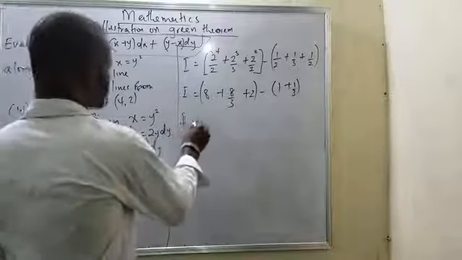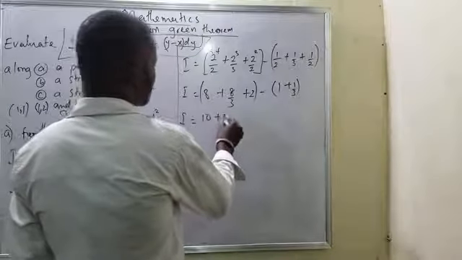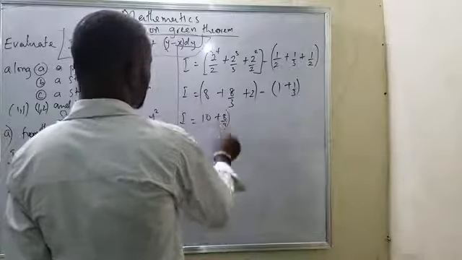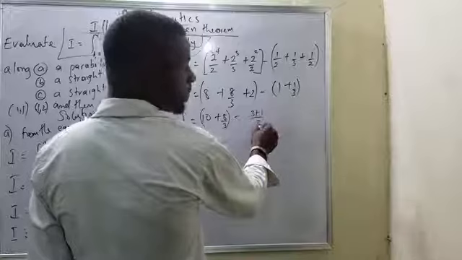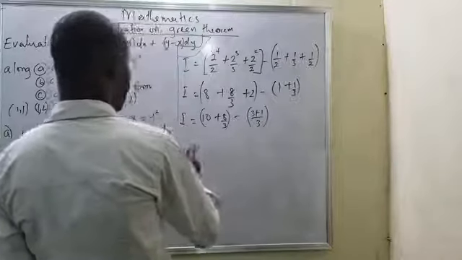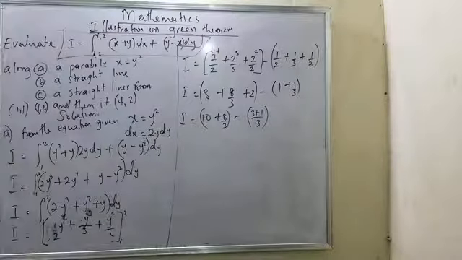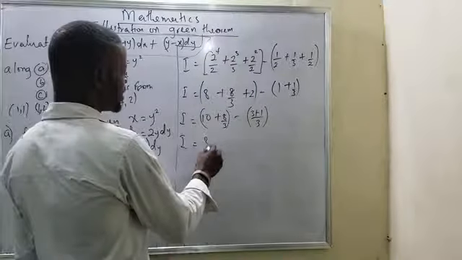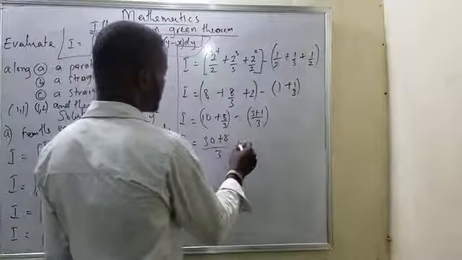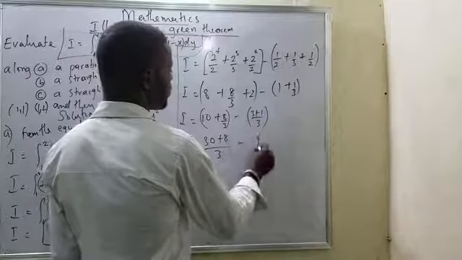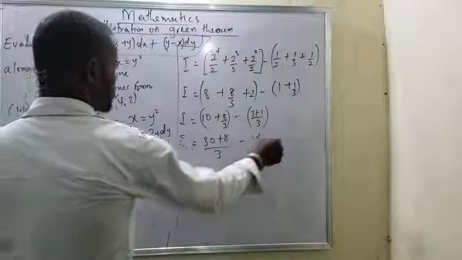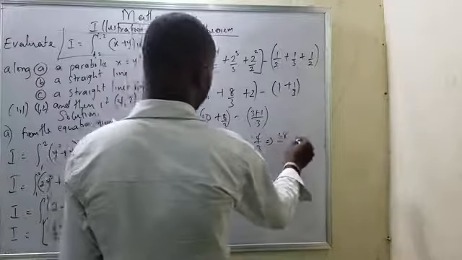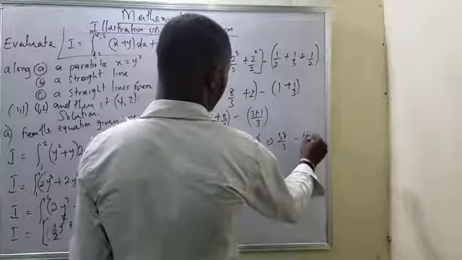I equals 10 plus 8 all over 3, minus 3 plus 1 all over 3, which is 30. Now I'll be having 30 plus I equals 30 plus 8 divided by 3 minus 4 all over 3. Now, which is 38. It implies 38 all over 3 minus 4 all over 3.